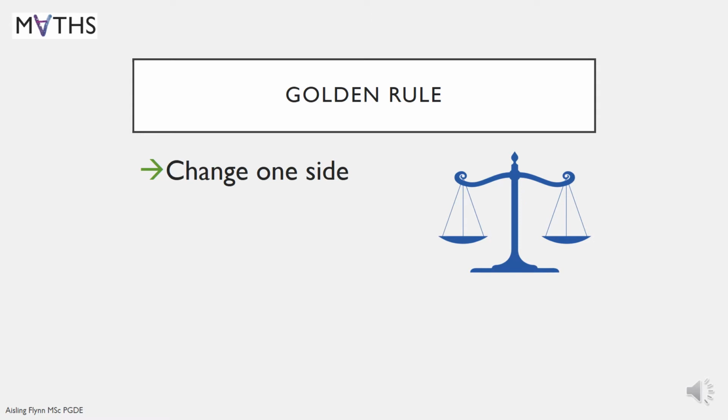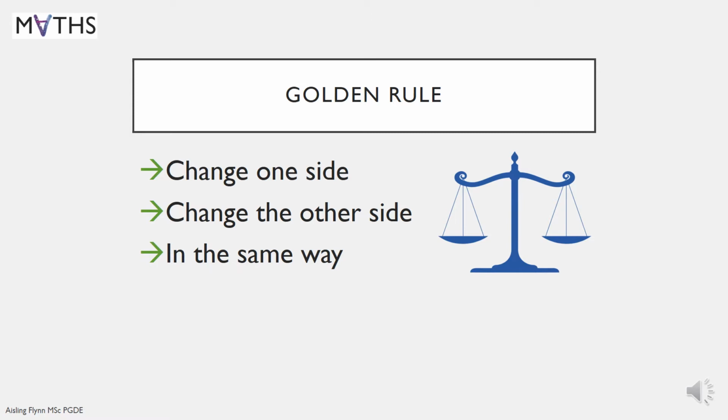As always, we'll remember the golden rule. I'll point it out when we need it. If you make a change on one side of an equation, you must also change the other side in the very same way in order to keep left equals right.